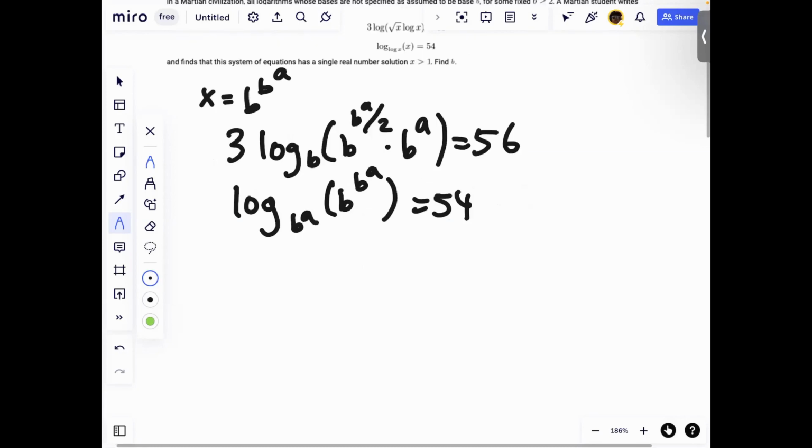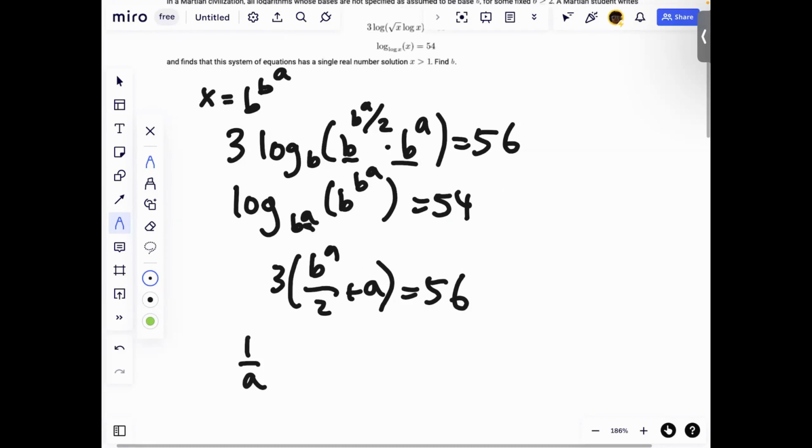So now from the first one, since these two are both base b, the log base b of this would just be the sum of b to the a over 2 and a. So then 3 times b to the a over 2 plus a is equal to 56. And then for the second equation, we can take out 1 over a from the a on the bottom. So we have 1 over a times log b of b to the a, and that's just b to the a. So then this is 54.